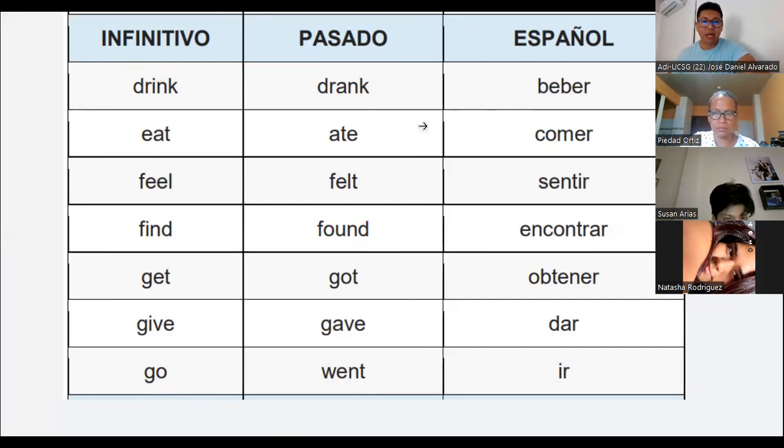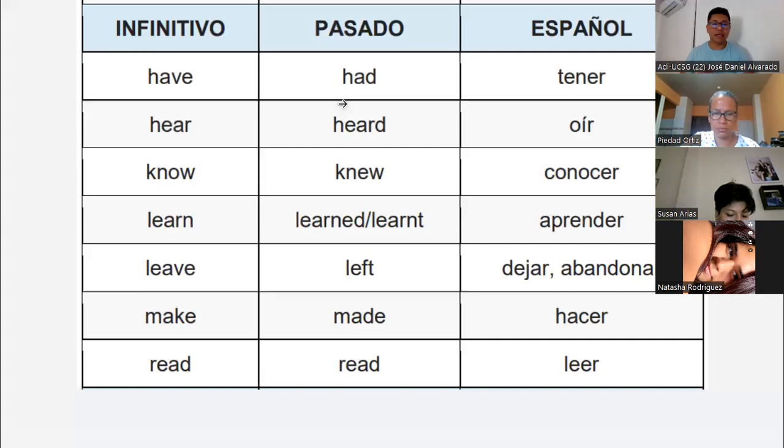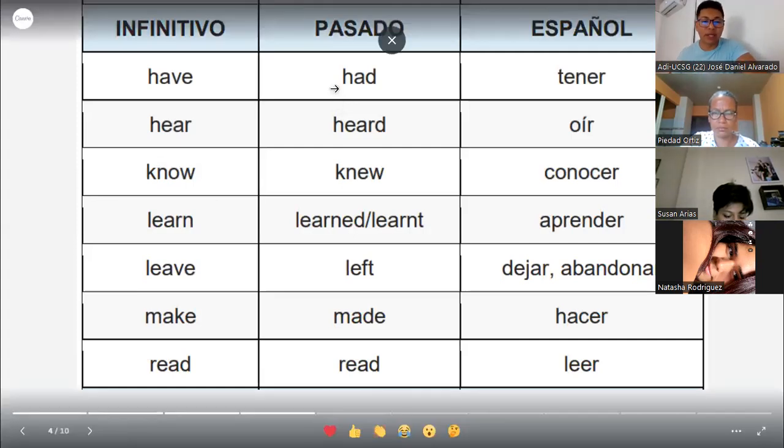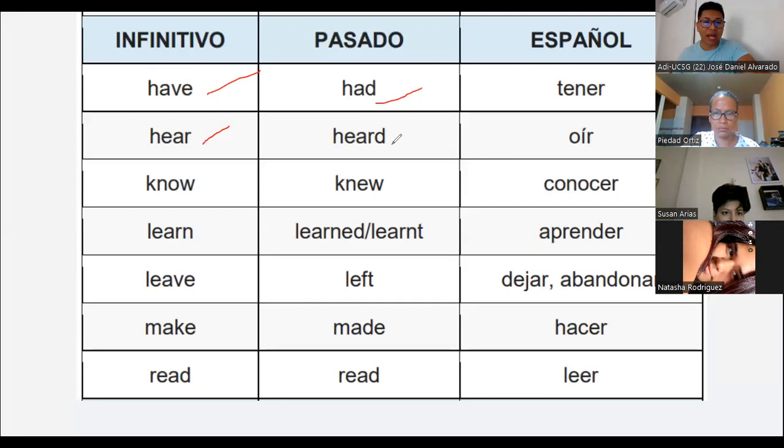Okay, then we have the next set of verbs. Again, you're going to listen to me and you're going to repeat. Have, had, hear, heard, know, knew, learn, learned, live, lived, make, made, read, read.